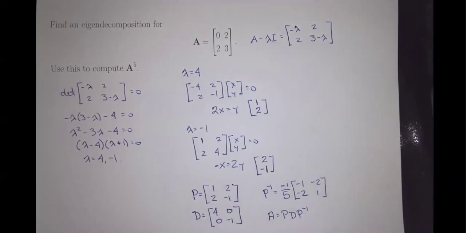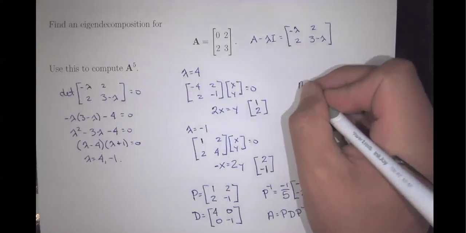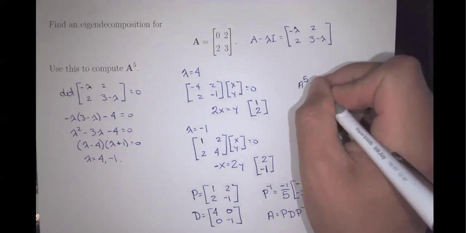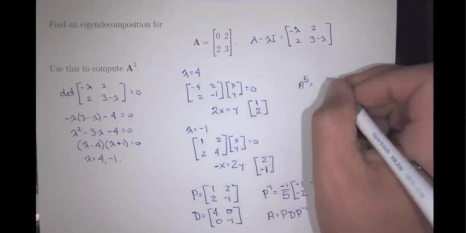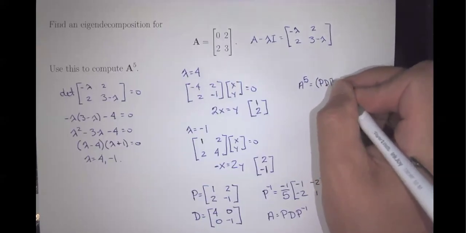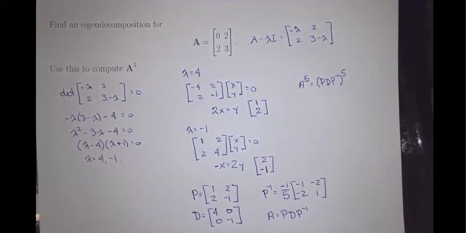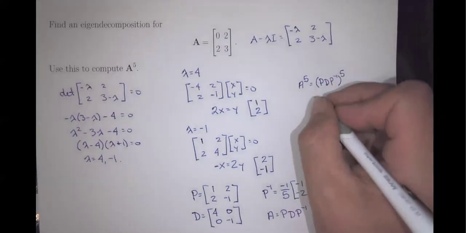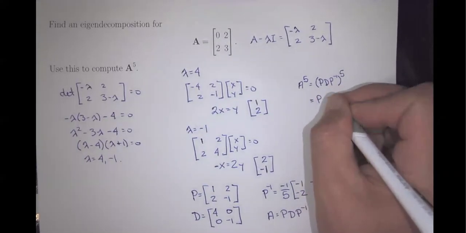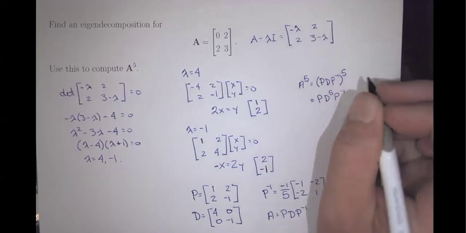Now, if we want to compute A to the 5th, this is A multiplied by itself 5 times, which is the same as PDP inverse multiplied by itself 5 times, which seems like 3 times as many multiplications. But when you actually expand it out, our P's and our P inverses cancel out, and you actually simplify this to become P D to the power of 5 P inverse.